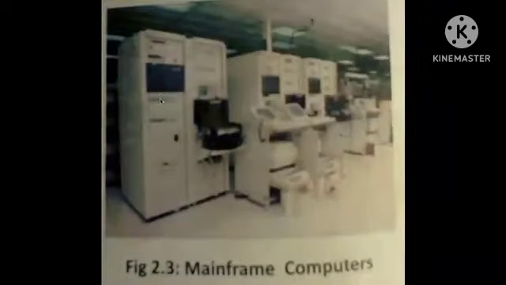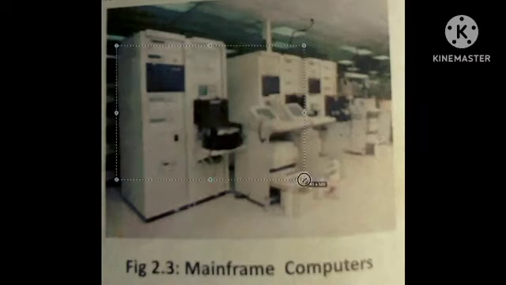We also have the mainframe computers. These ones were the largest. They were created to distinguish the traditional large institutional computers. These were used by institutions like NASA and census bureaus.